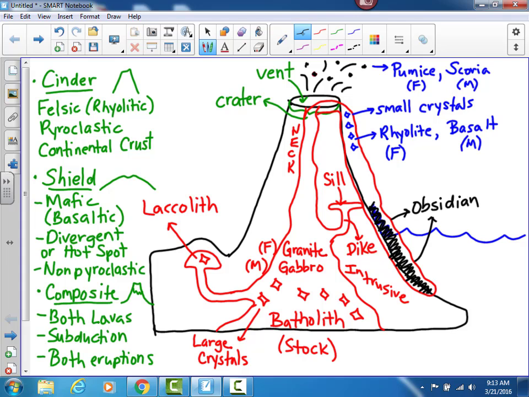Sometimes it forms when it hits the water because it cools so quickly. Other times it might form just kind of next to the water, just outside the volcano. And we know that even though it's black, obsidian is felsic. That was kind of our exception to the color rule. All of these rocks that formed outside the volcano we labeled as extrusive.